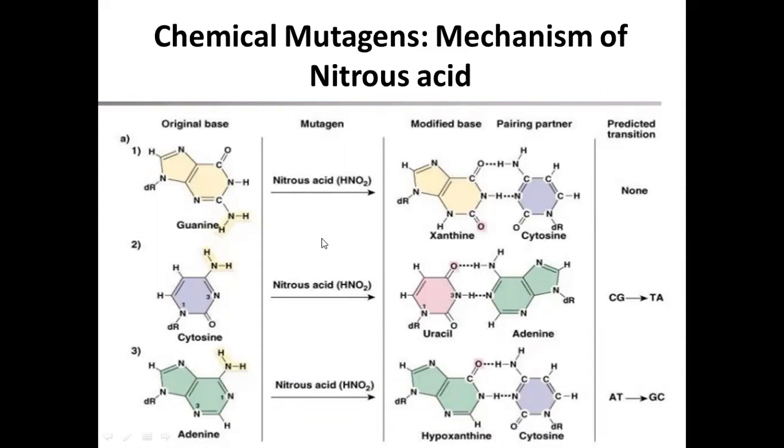Or these deaminating agents, they convert an amino group into a keto group, and this affects the way the hydrogen bonding is supposed to happen. Remember, guanine has to bond with cytosine with three bonds. Three bonds are supposed to form between guanine and cytosine, but because of this mutation, because of the presence of this mutagen nitrous acid, the hydrogen base pairing has been disrupted.